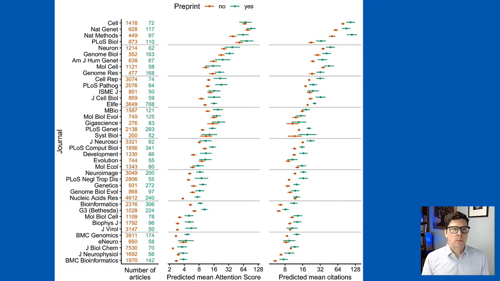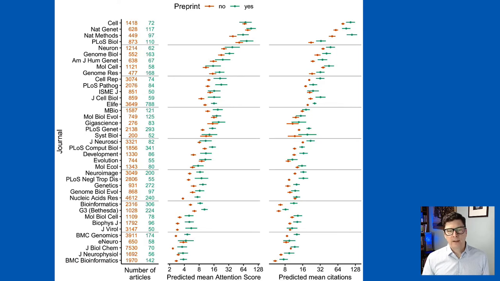They looked at a wide number of journals. All of these have a journal impact factor of greater than 5. I have a previous video on journal impact factor. I'll link to that up above. And you can just glance over this data and see that for almost every journal, when there was a preprint first, the citations tend to be higher.